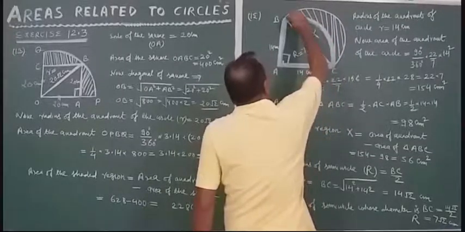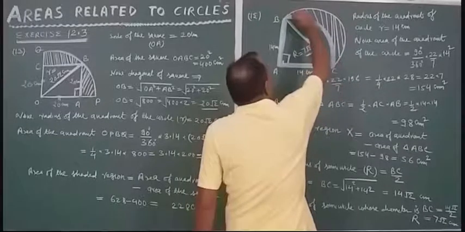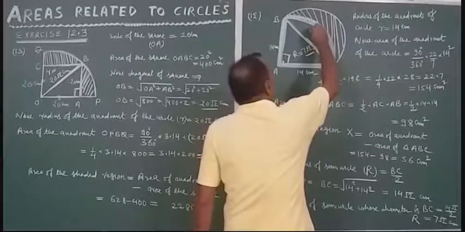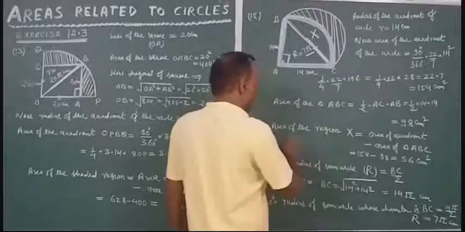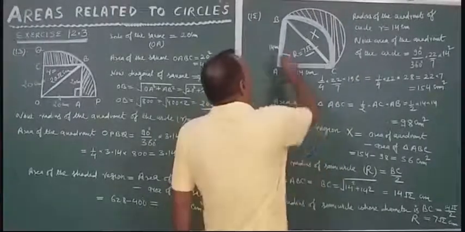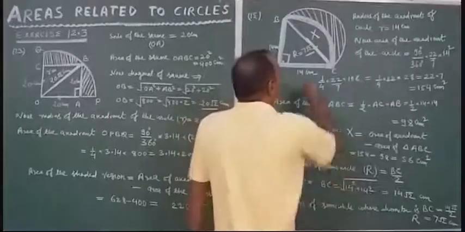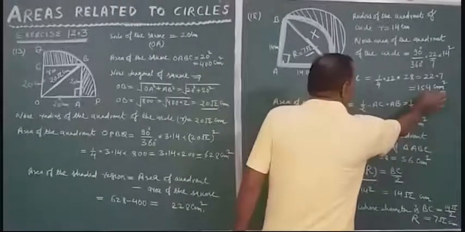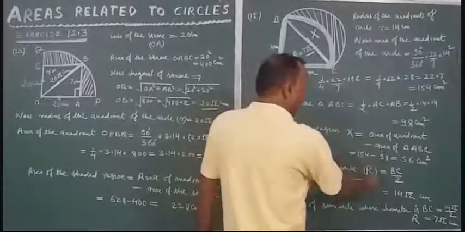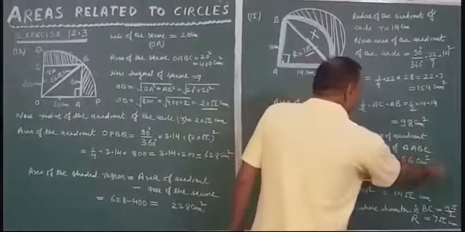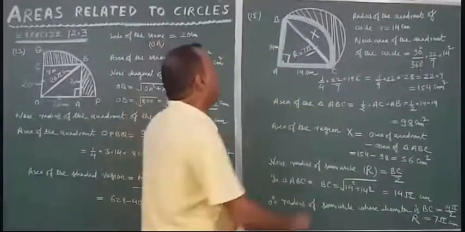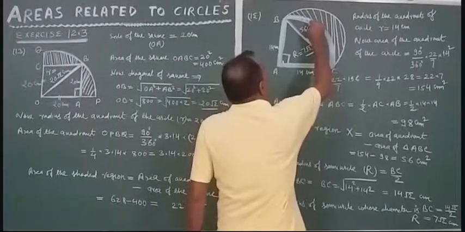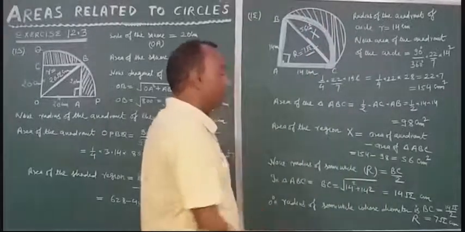Now suppose this region, from here to here, this whole region which I have marked here as X. What will be the area of this region X? Area of the region X will be area of the quadrant minus area of triangle ABC. So what is the area of the quadrant? That is 154 centimeter square minus 98. You will get 56 centimeter square. What is the area of this region? That is 56 centimeter square. Is it okay?